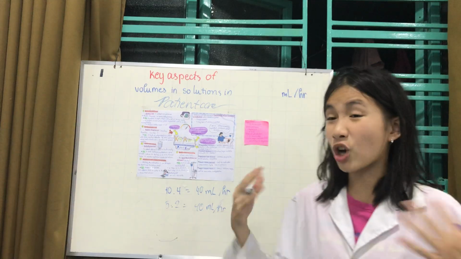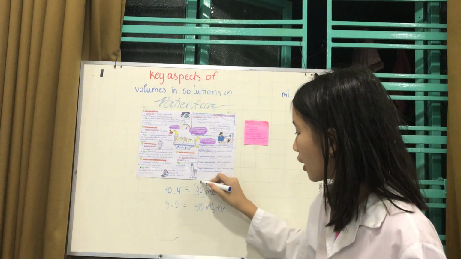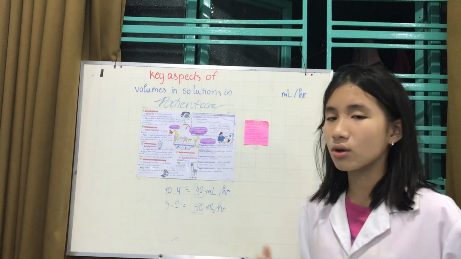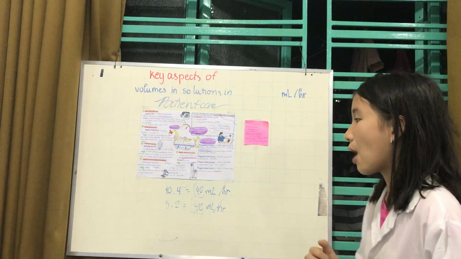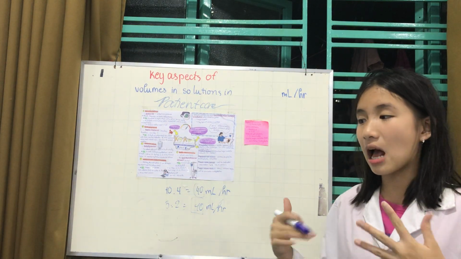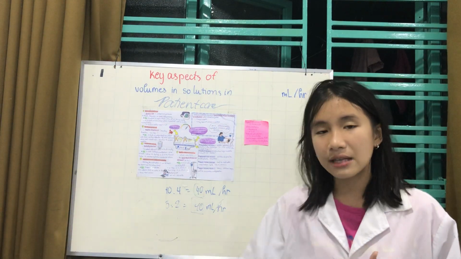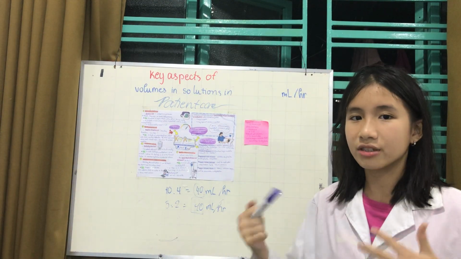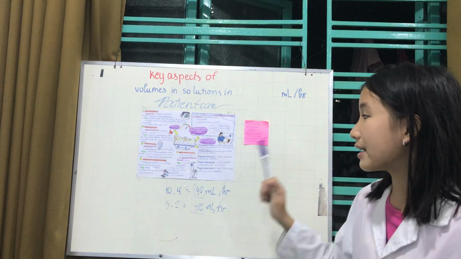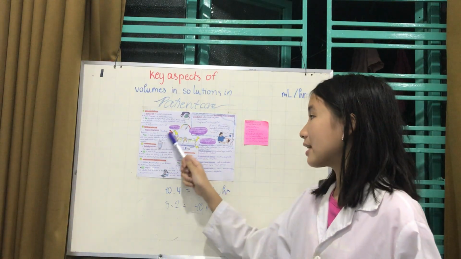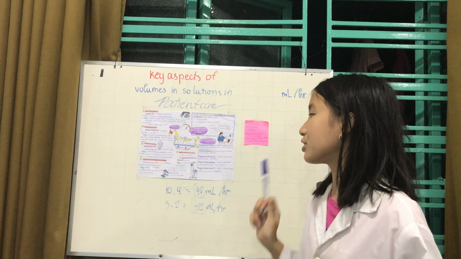Now to find the total amount, we just need to take 40 plus 10, and then we will get 50 milliliters per hour. So my result is that I will need to administer 50 milliliters of IV fluid to the patient per hour. So that is the fifth one, the key aspects of volume in solutions in patient care.